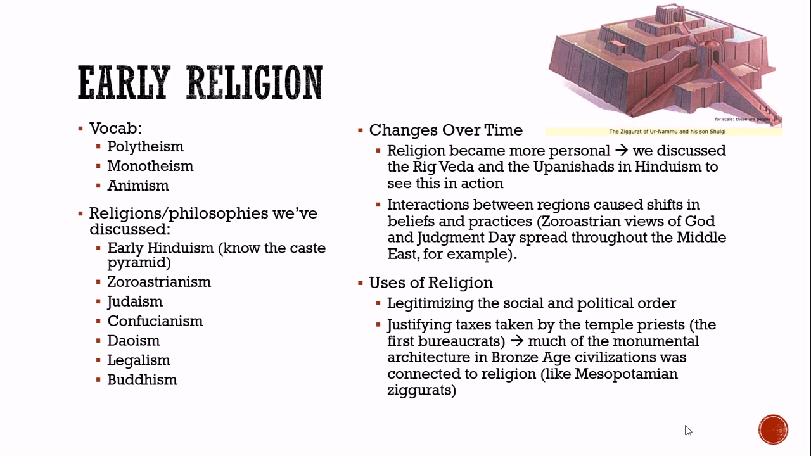I think that we've already pretty much talked about this. Religion gets used to legitimize the social hierarchy and the political hierarchy, and to justify the taking of your grain in the form of taxes for the temples. Up at the top on the right-hand corner, you can see a ziggurat from the Mesopotamian city-state of Ur.